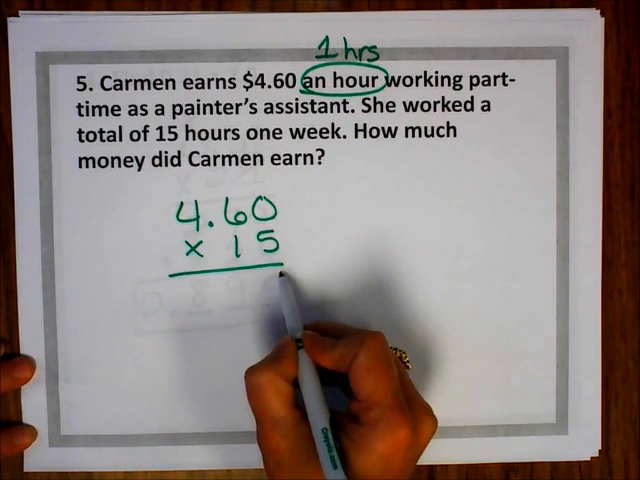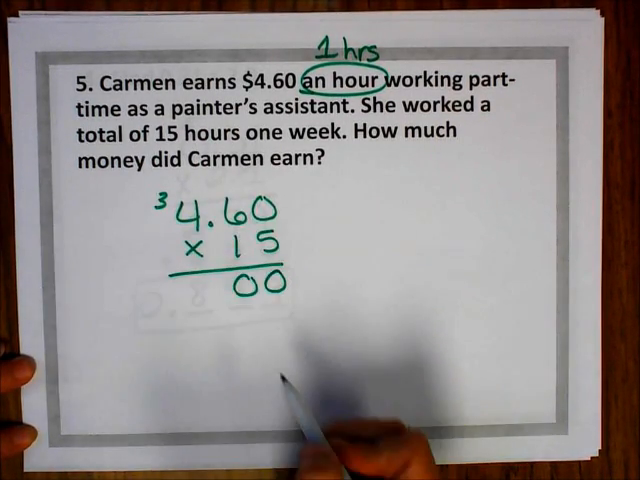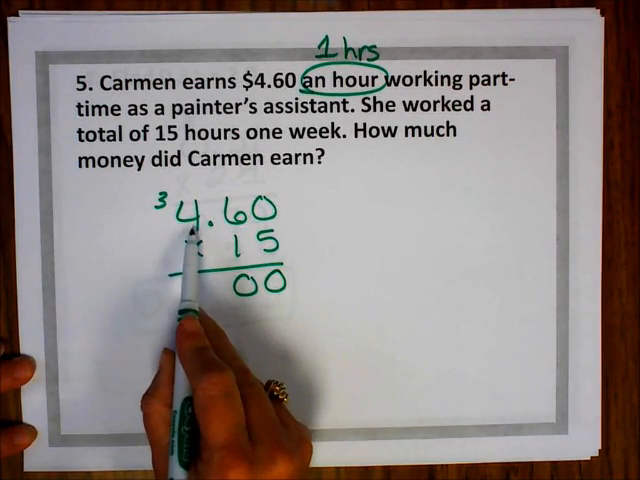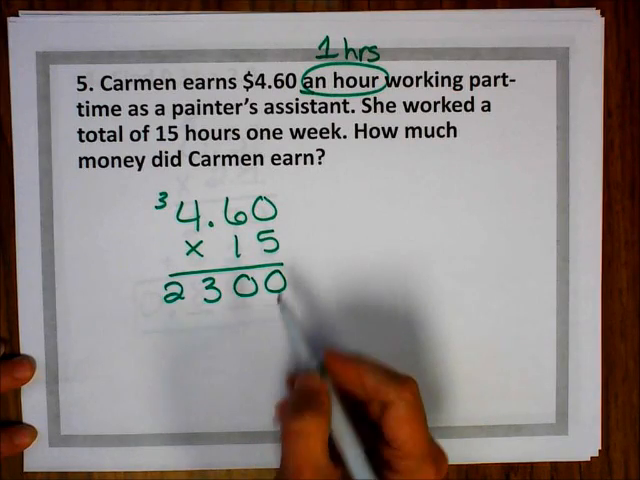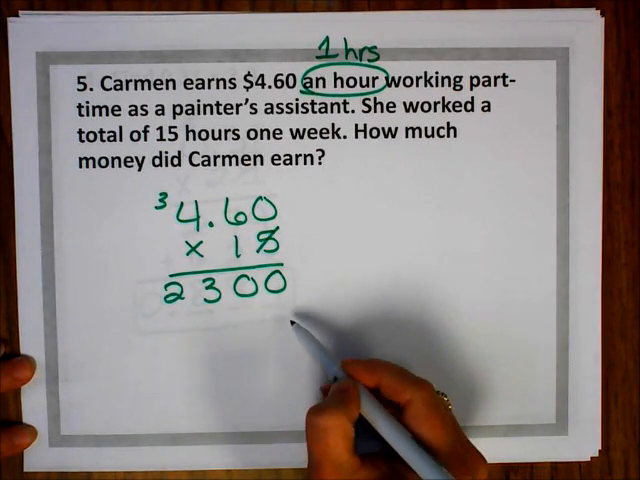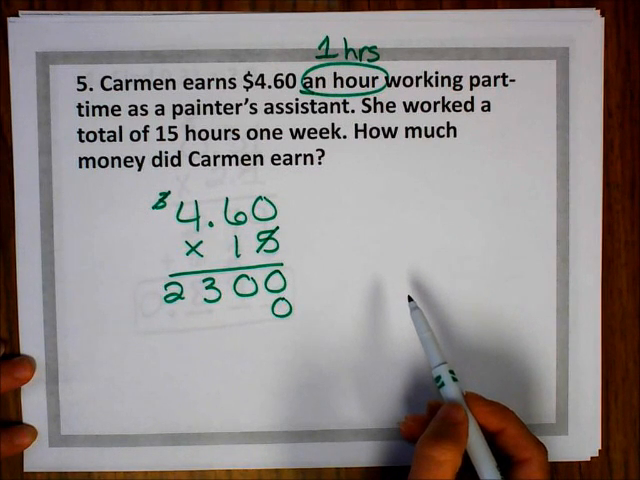So let's multiply. 5 times 0 is 0. 5 times 6 is 30. Carry your 3. 5 times 4 is 20. 20 plus 3 is 23. I'm finished with my 5, so I mark it out and add a 0. I'm going to mark out that 3 I carried.